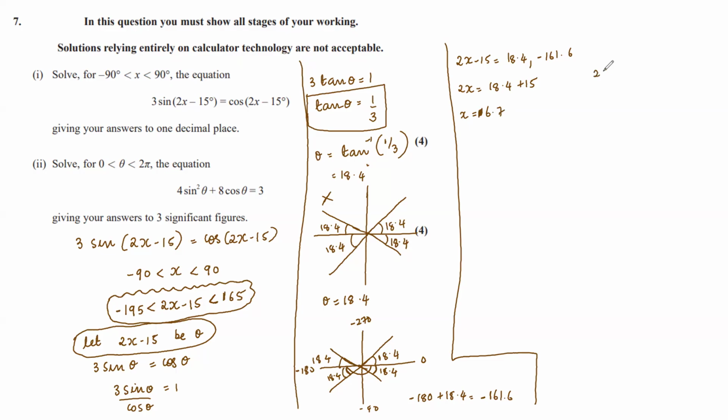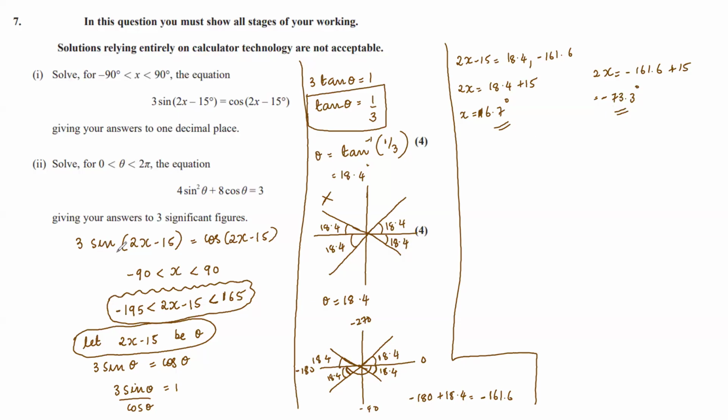Similarly, 2x will be minus 161.6. Minus 15 goes to the other side, becomes positive 15. So minus 161.6 plus 15 divided by 2. That will be minus 73.3 degrees. So 16.7 and minus 73.3 degrees will be the final answer.